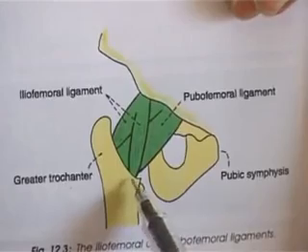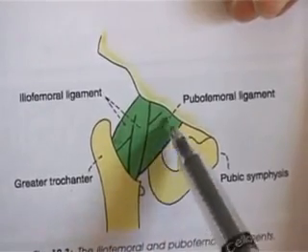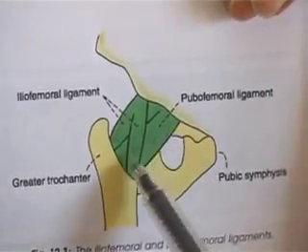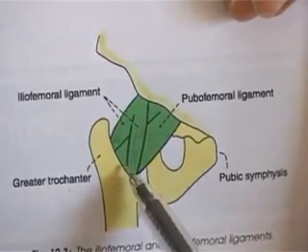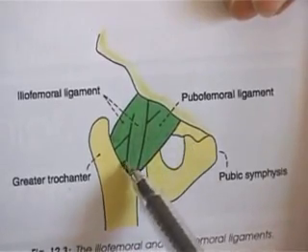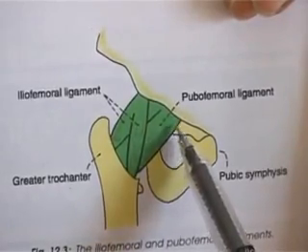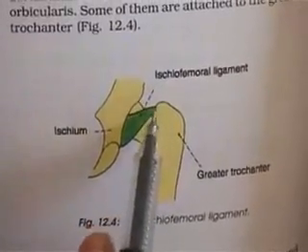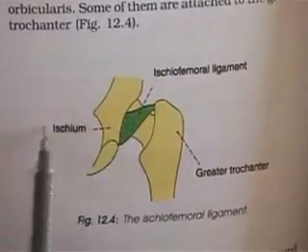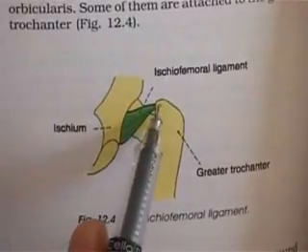Also seen is the pubofemoral ligament going medially and arising from the body of the pubis to the femur. Also in relation to the hip joint is the ischiofemoral ligament from the body of the ischium to the acetabulum.